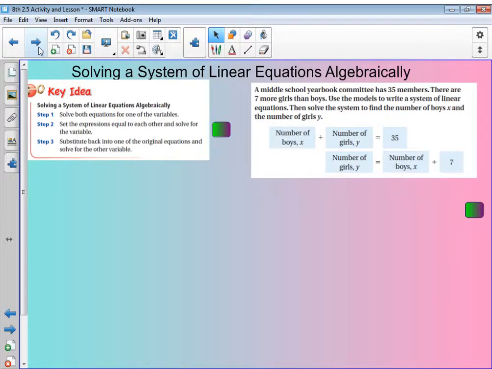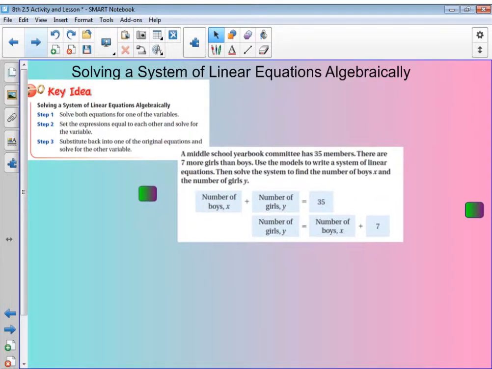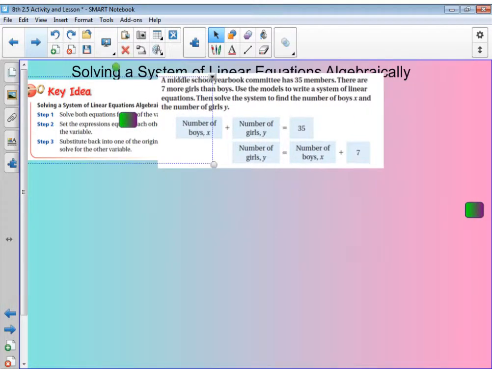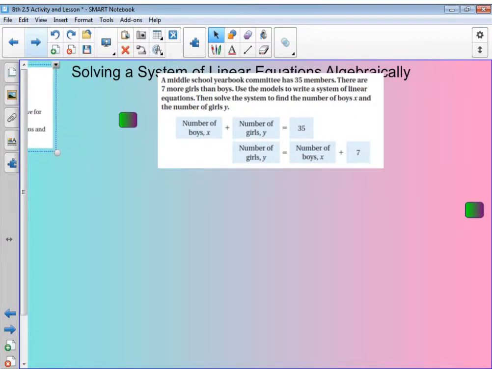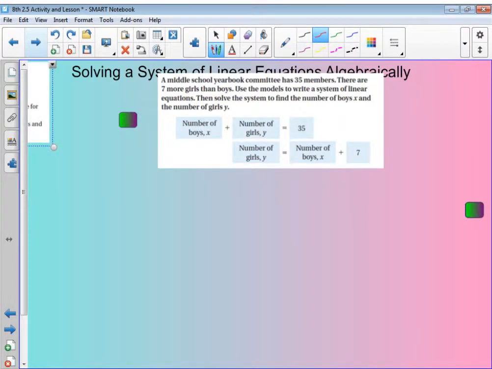So as I look through this setup, I'm just going to shift this off to the side for a minute. I'm just going to take whatever's in each box and write it out with these symbols in between. So number of boys, X, because they didn't give us a number, plus the number of girls, Y, no number, so we'll just put a Y, equals, and then our 35. So there's our first equation, okay?